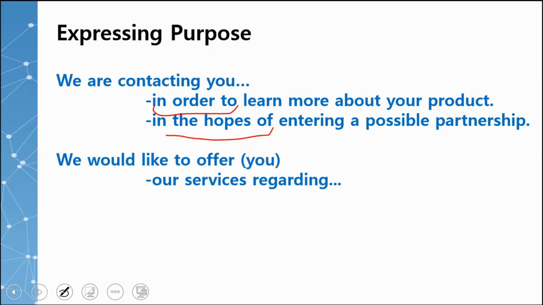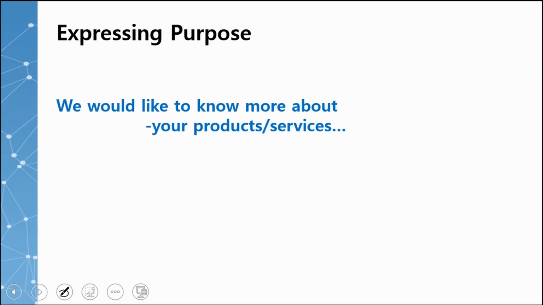Another expression, we would like to offer you. That's a good way to start your email. We would like to offer you our services. You don't have to say you. You could just say, we would like to offer our services regarding your desire to market your products in Korea, for example. You could put you there. You don't have to. Another expression, we could say, we would like to know more about. Now, this is a very common way to start this type of email. We would like to know more about something. We would like to know more about your products.